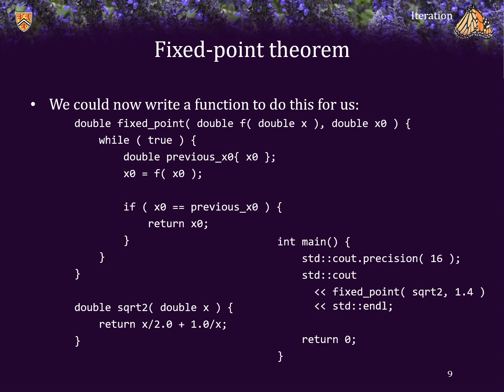We can now author a program. First, we will modify the cout object by having its precision set to 16. So now cout will print floating point numbers to 16 significant digits. We can then call fixed point with square root of 2 as a first argument and 1.4 as a second argument. If you were to run this program, it would then print out 16 significant digits approximating the square root of 2.